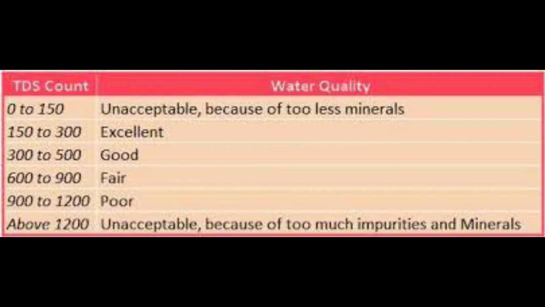Okay, then 900 to 1200 TDS count. It means that it has so many more minerals than our body needs. As we know, anything too much may not be good for our body, so that's why we call it poor water. And suppose the TDS value of the water is greater than 1200. It contains so many impurities and you might get some diseases if you drink that water. So it's better to avoid such kind of water.